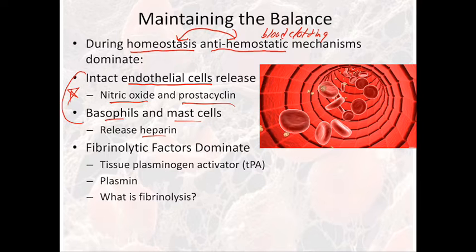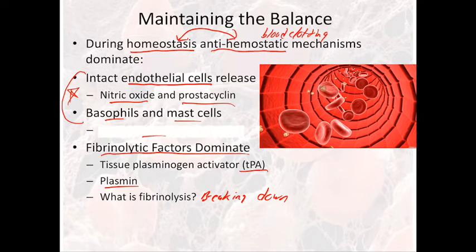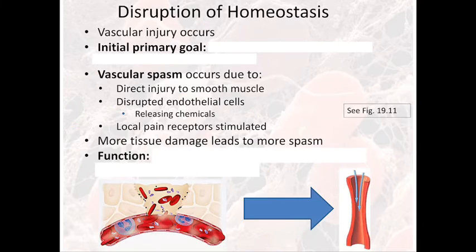And then we also have what are called fibrinolytic factors that dominate. One of those is called TPA, or tissue plasminogen activator, as well as plasmin. What this means is breaking down clots. So if clots start to form, TPA and plasmin act to break down any clots that form. So again, these top two, the endothelial cells and what the basophils release, are just anti-clotting agents. And then these ones are actually breaking down clots that have already formed. So that's what it is during homeostasis when there's no bleeding occurring.